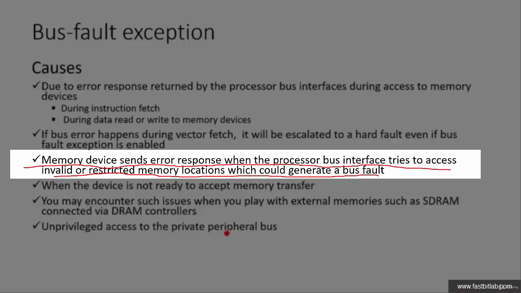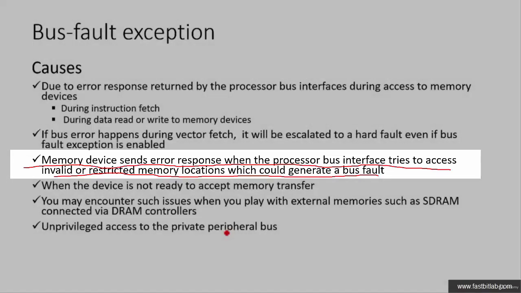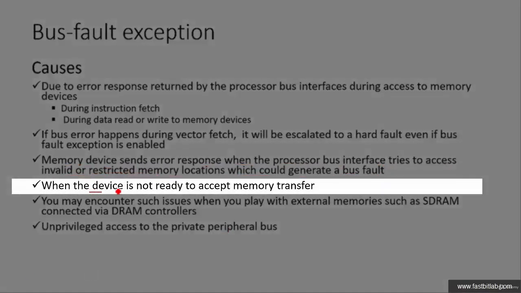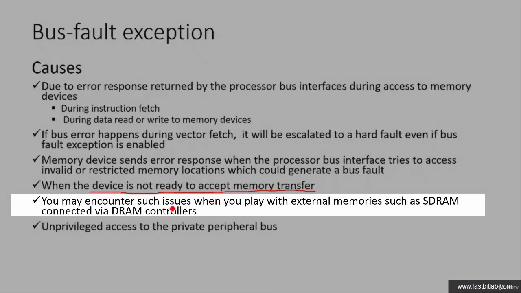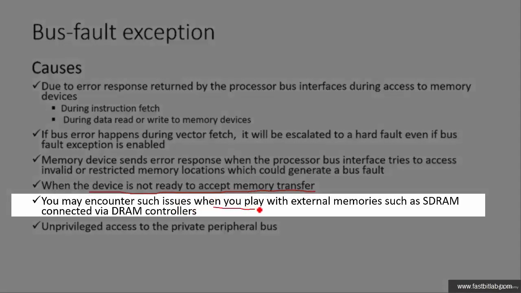That is also one of the reasons for bus fault. That is, you are trying to access some restricted memory or restricted locations of the external memory. In that case, the memory device may send an error response, and that would result in a bus fault. When the device is not ready to accept memory transfer, you may encounter such issues when you play with external memory such as SDRAM connected via DRAM controllers.